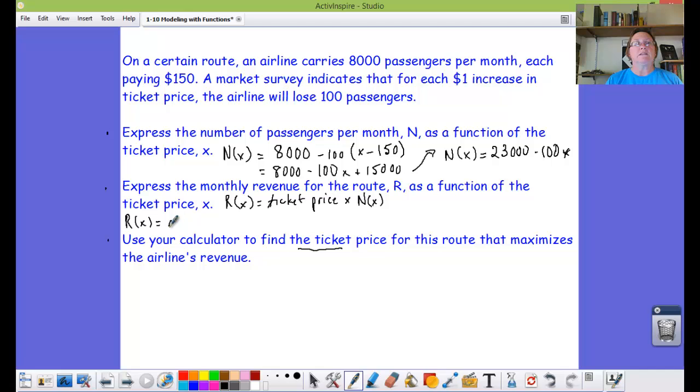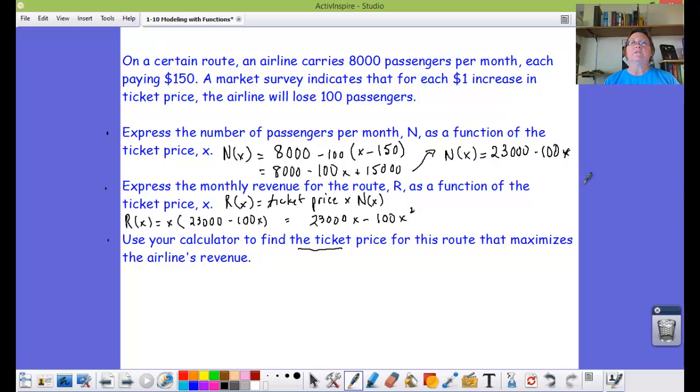All right, so this gives us a plan to come up with that revenue equation. We're going to multiply ticket price x times the expression that we came up with for the number of passengers on the plane, and that is 23,000 minus 100x. Again, you may or may not want to continue out and distribute. It doesn't matter. It will be correct no matter if you do that or not, but I'm going to just show it here. 23,000x minus 100x squared.